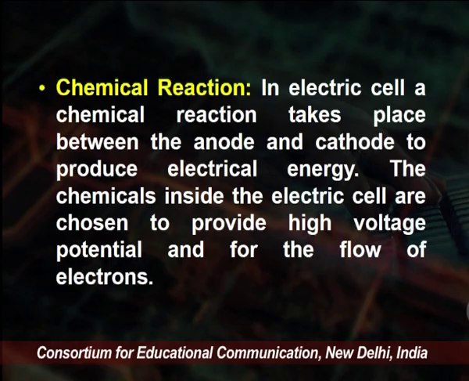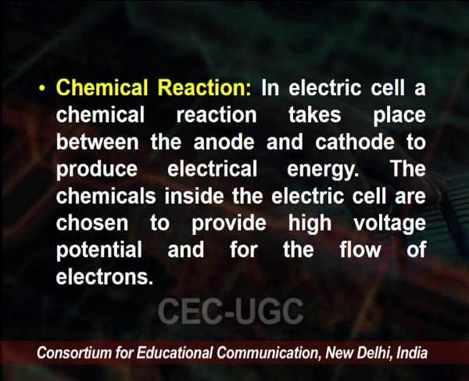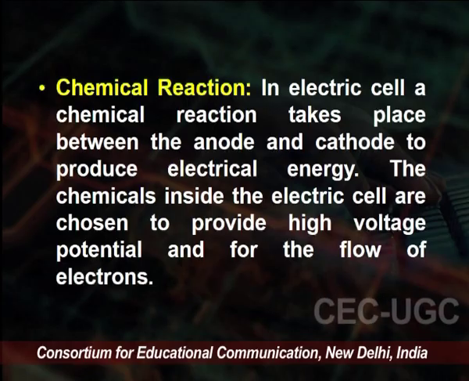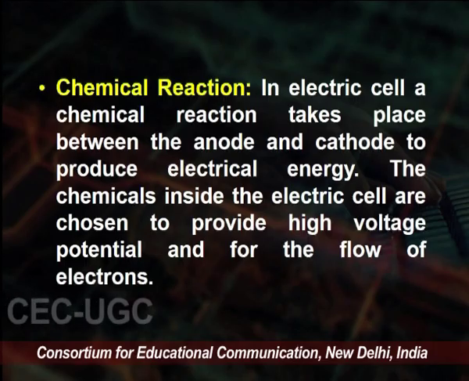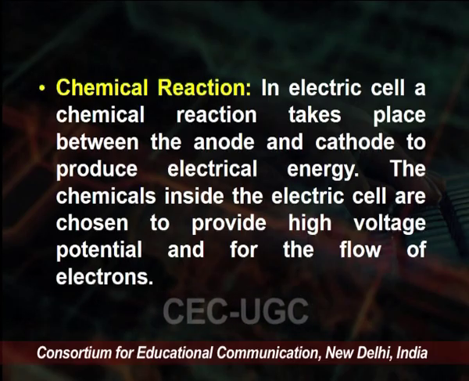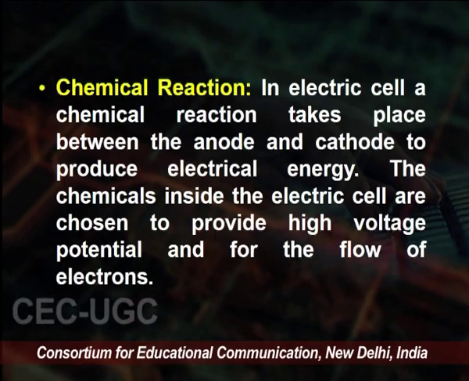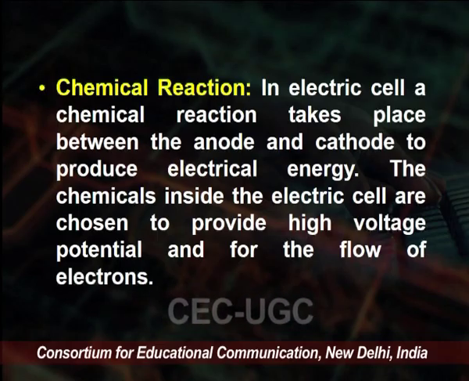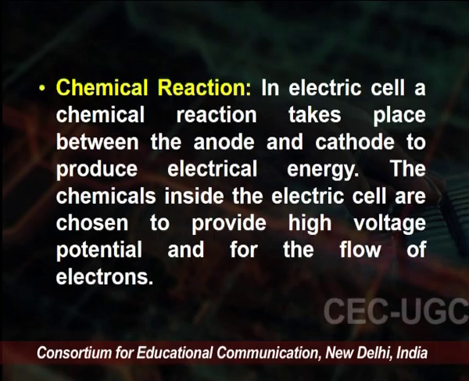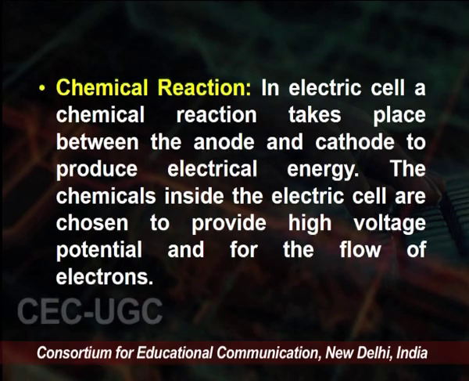Another is the chemical reaction, which is also part of the electric cell. In the electric cell, a chemical reaction takes place between the anode and the cathode. Because of this reaction between the cathode and anode, there is a flow of electrons, and because of that flow of electrons, electricity is produced, meaning electrical energy is produced. So, the chemicals inside the electric cell are chosen to provide the high voltage potential and for the flow of electrons.